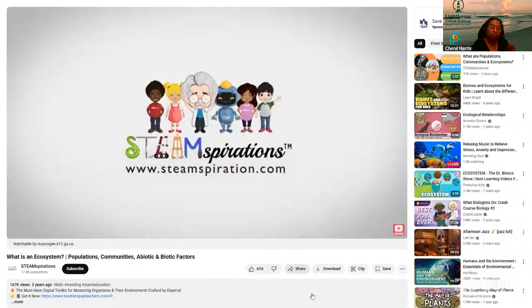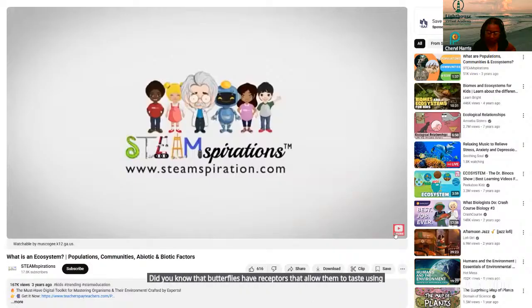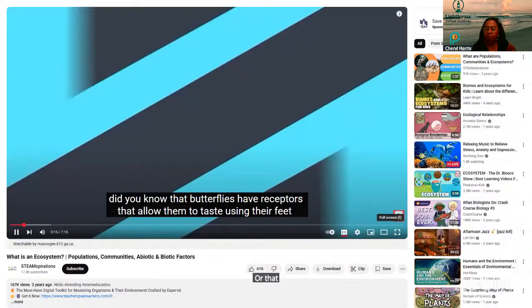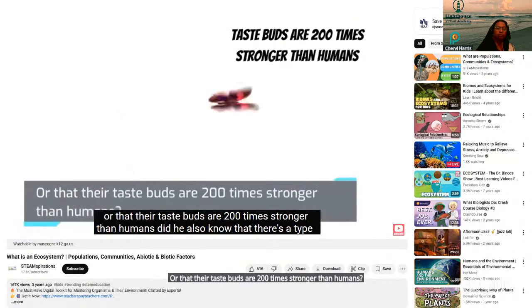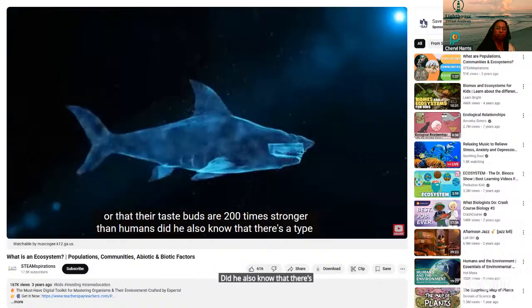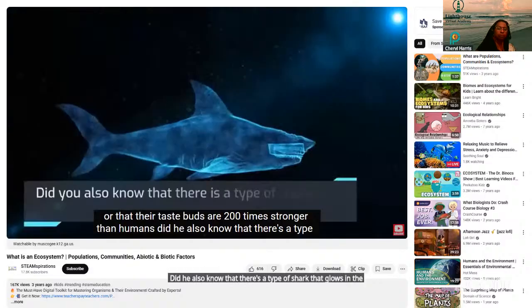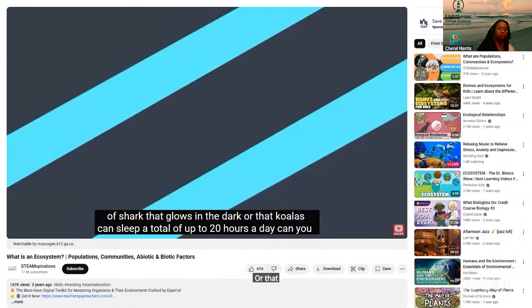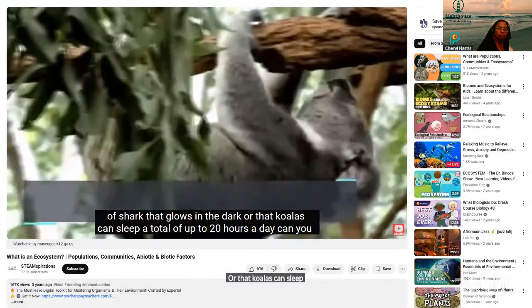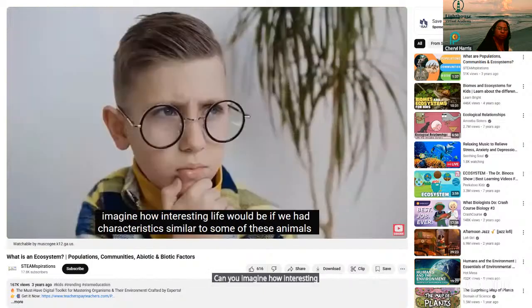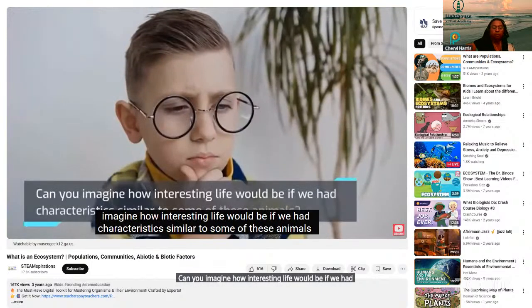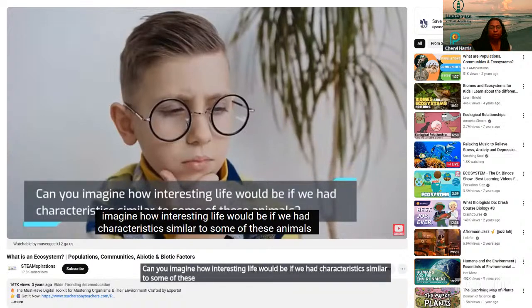Do you know that butterflies have receptors that allow them to taste using their feet? Or that their taste buds are 200 times stronger than humans? Did you also know that there's a type of shark that glows in the dark? Or that koalas can sleep a total of up to 20 hours a day? Can you imagine how interesting life would be if we had characteristics similar to some of these animals?